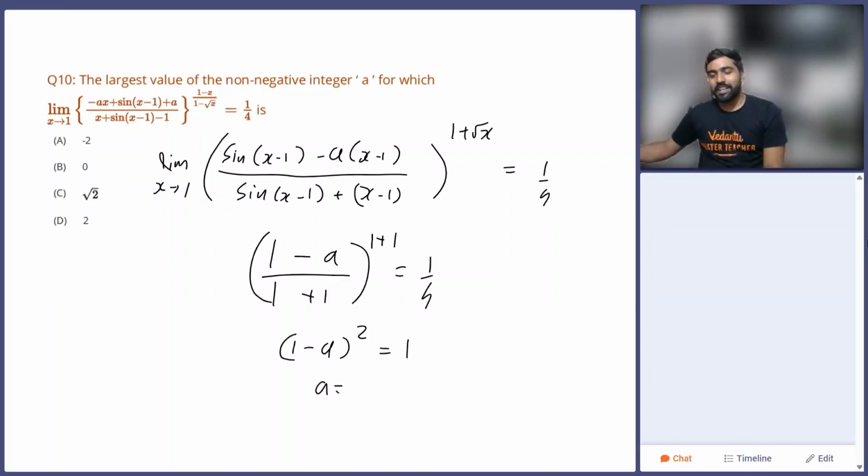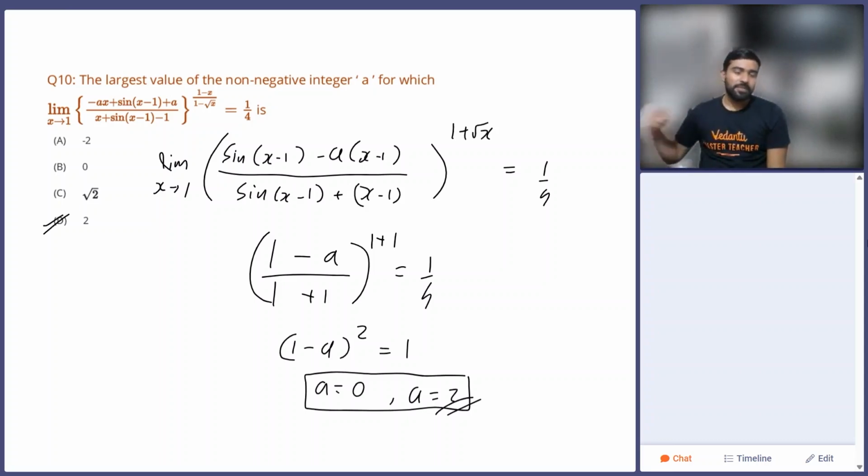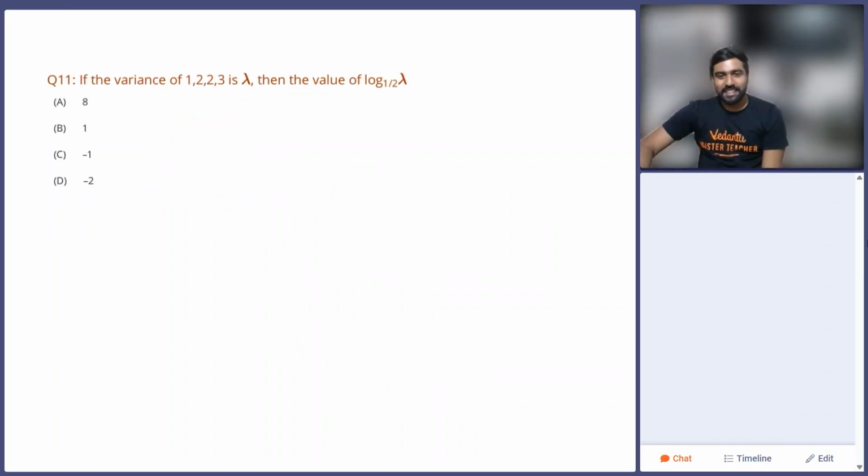What all values of a are acceptable? I can have a equals 0, or I can have a equals 2. They're both acceptable. The largest non-negative value will be a equals 2. Option B will be the answer for the question. Okay, a very straightforward limit, directly a standard limit application, nothing else over here. Move on.